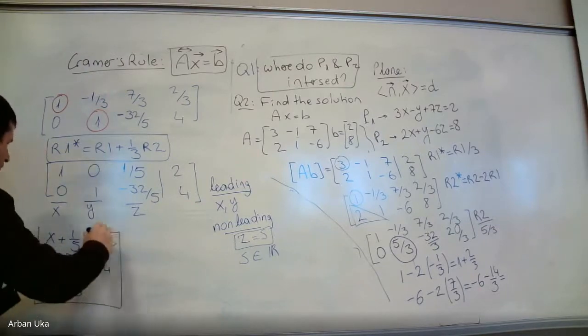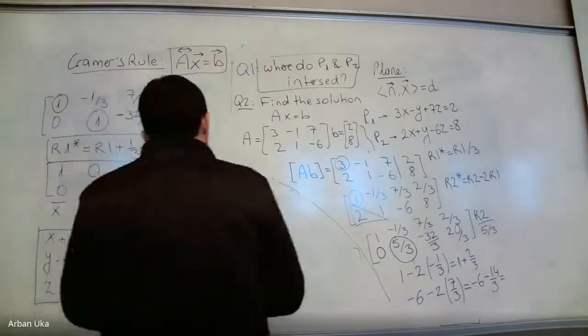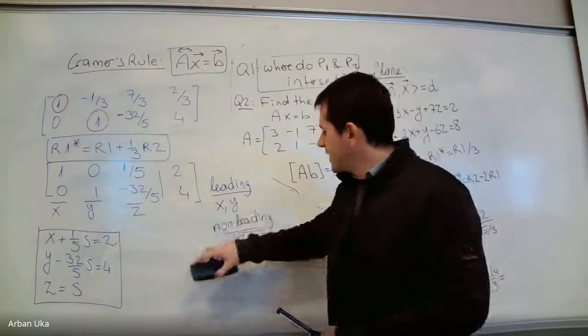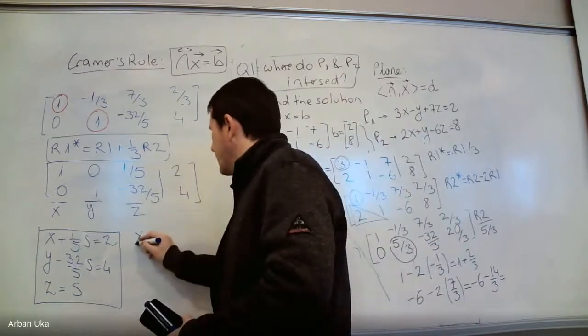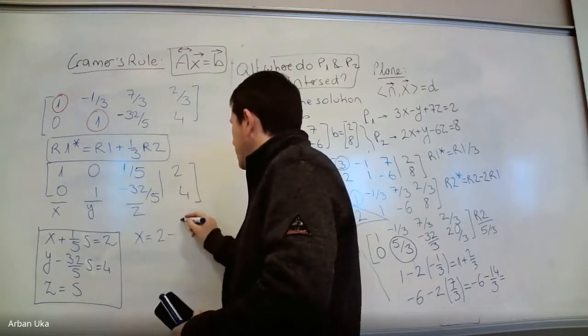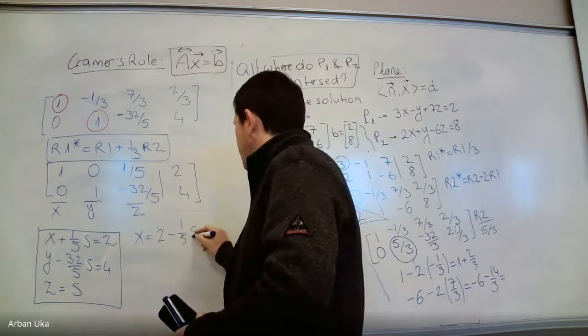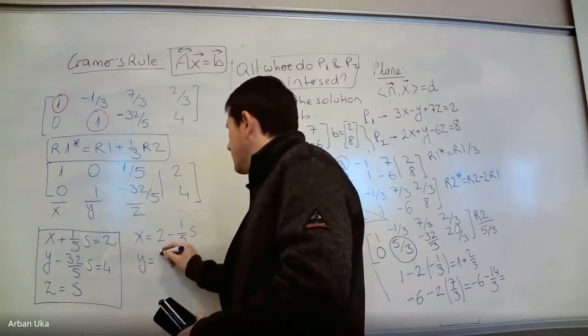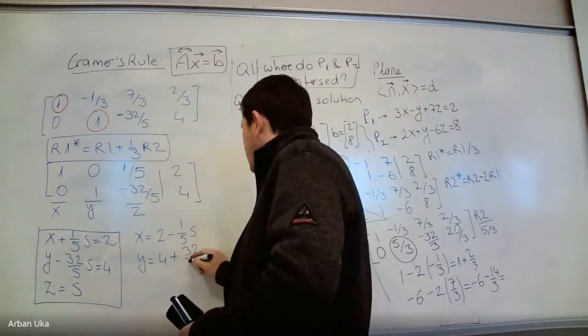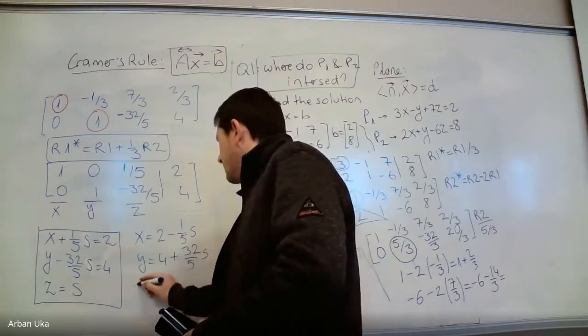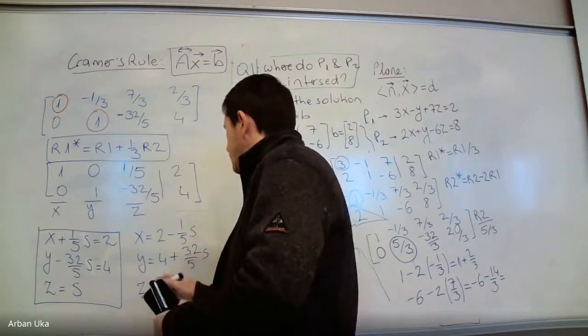So let's carefully reread this. And since I need this space, allow me to erase this one for a second. And then we can rewrite the following. x is equal to 2 minus 1 over 5 s. y is equal to 4 plus 32 over 5 s. And z is equal to s.